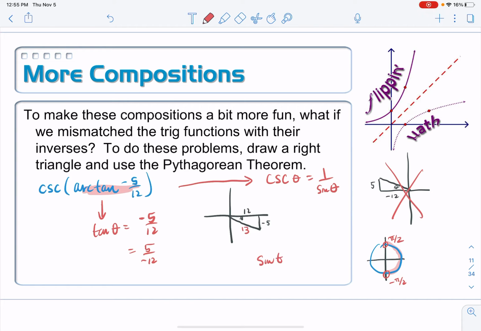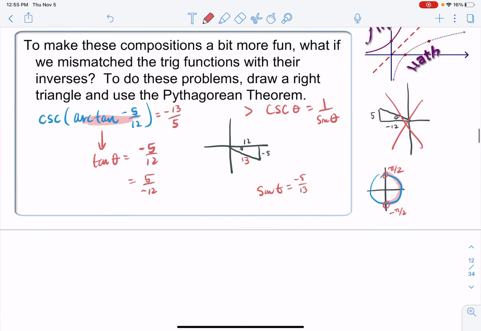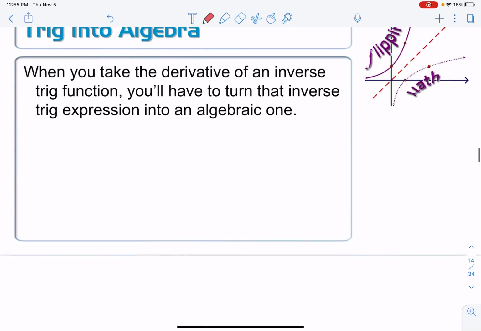Sine of my angle is supposed to be equal to the opposite side over the hypotenuse side. My opposite side is negative 5, and my hypotenuse is 13. And so as cosecant then, I'm just going to reverse the order of this, flip those things over, and I get negative 13 over 5. So there's my answer there. Negative 13 over 5. Why? We'll see.